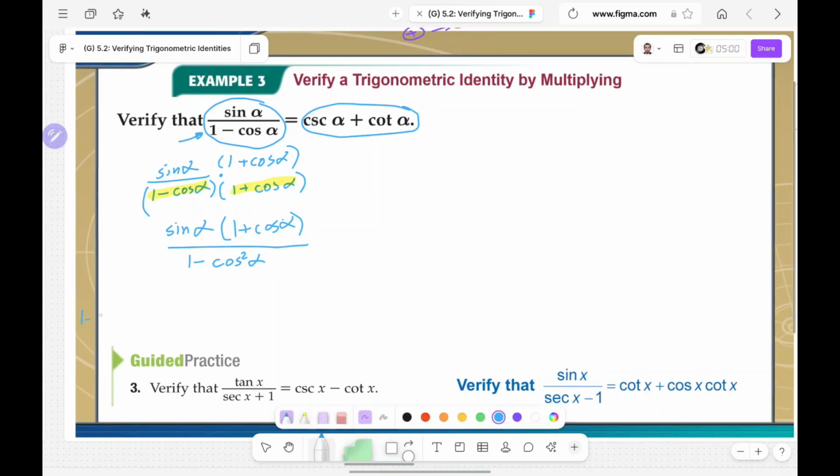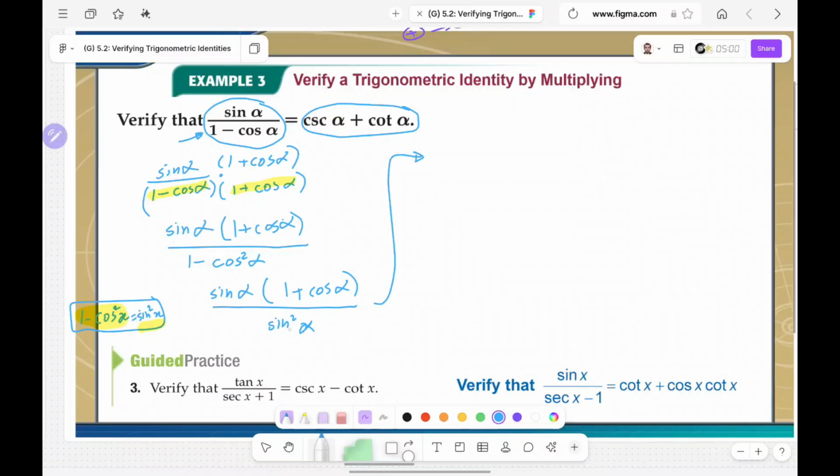Do you know that 1 minus cosine squared x is the same as sine squared x? So I can replace 1 minus cosine squared with sine squared. Can I replace the denominator with sine squared? Yes. So sine beta times 1 plus cosine beta, all of that is over sine squared beta. Okay? Now let me continue here for you.